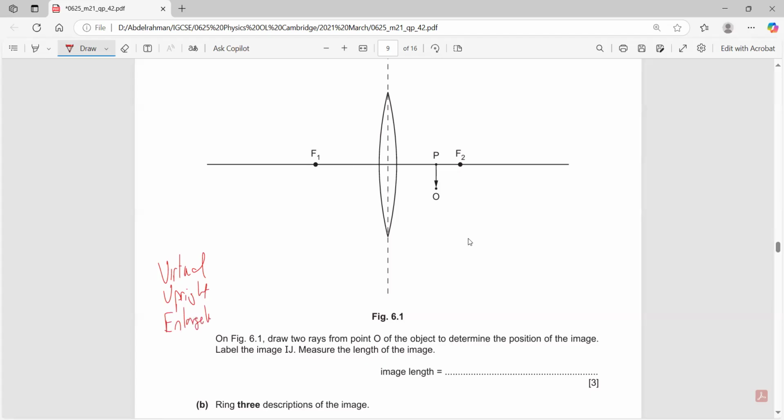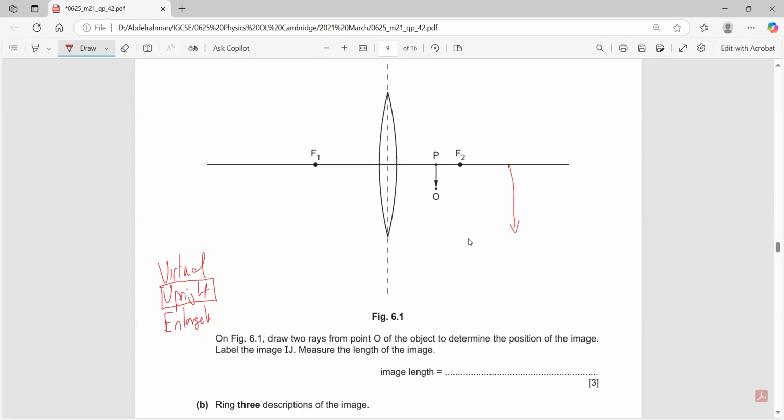But how can the image be upright if the object is already inverted? Okay, so the image will be inverted. What do I mean? Sometimes instead of saying upright, we say it's the same way up as the object. So basically, the image will appear somewhere on the right hand side. It will appear somewhat like this. This will be your image.